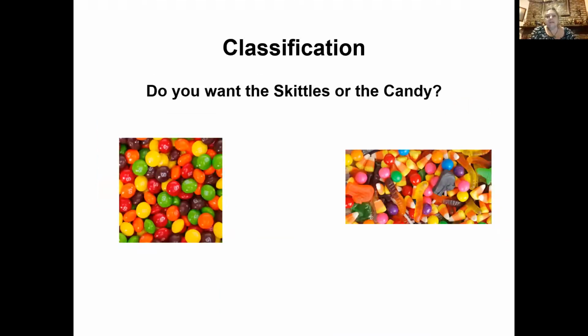Another error that we see in this age group is an error regarding classification. An example of this would be, I can ask the child, do you want the Skittles or do you want the candy? And an older child would probably say, oh, I want the candy, because that's going to include the Skittles as well. However, our pre-operational child would just say, I want the Skittles, because they would have difficulty with classifying these things.